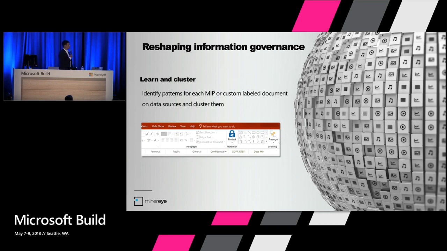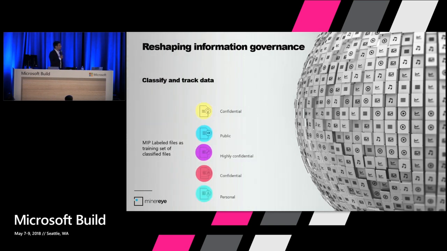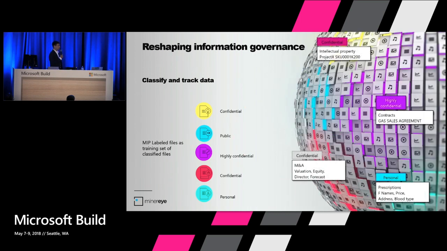Minorai leverages the existing label data and uses it as a training set. We extract the DNA from each file and each cluster of files and then project it on the rest of the data and find the matching labels. To give the user a better sense of the data, we then extract topics and leading words from each cluster.